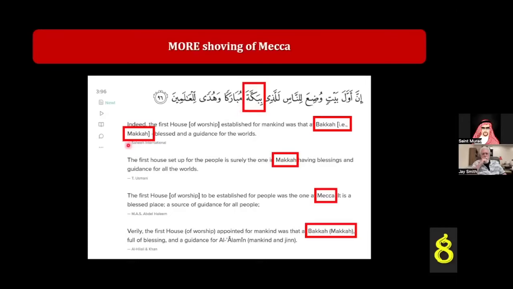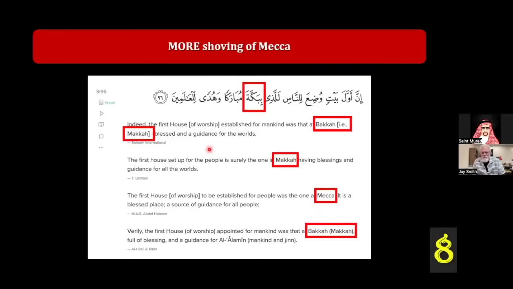The most problem I have is with these translators who shove Mecca in there. That's the biggest problem. If they just leave it as Becca, then they are all good. Okay, and let me ask you, why is it they have to have Mecca here? What's the problem?